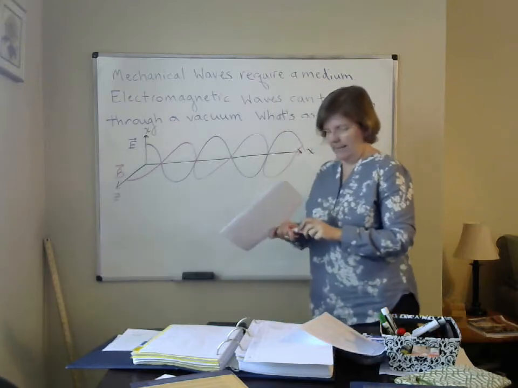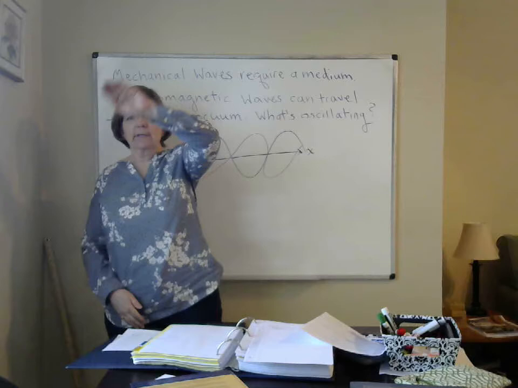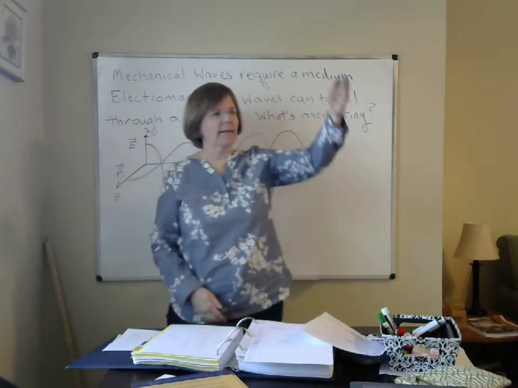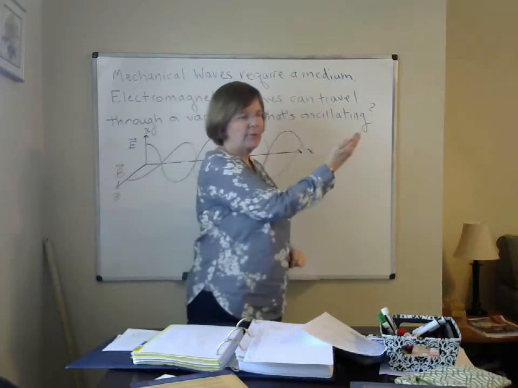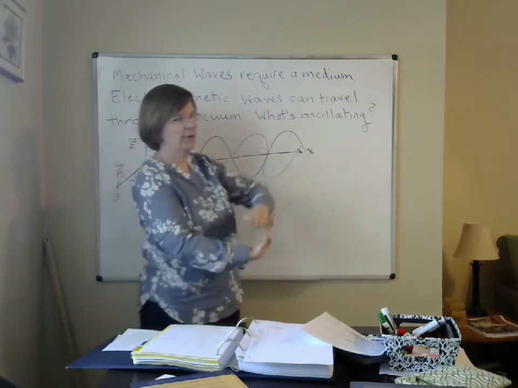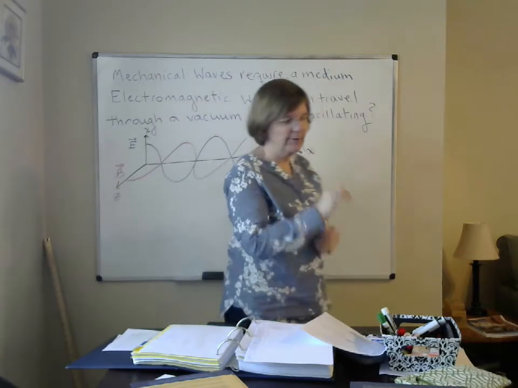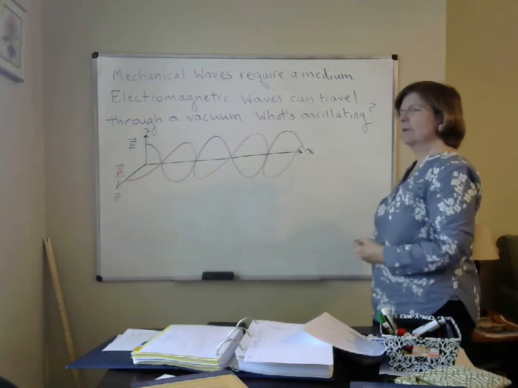But what it means is, if my electric field is oscillating up and down like this, my magnetic field would be back and forth like this. I always say this is my electromagnetic field hula dance, where one is going up and down and one is going back and forth. So the thing that's oscillating are the fields.